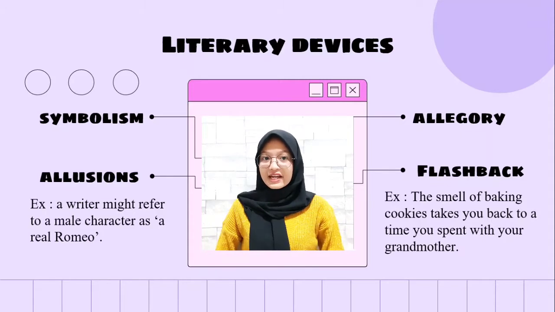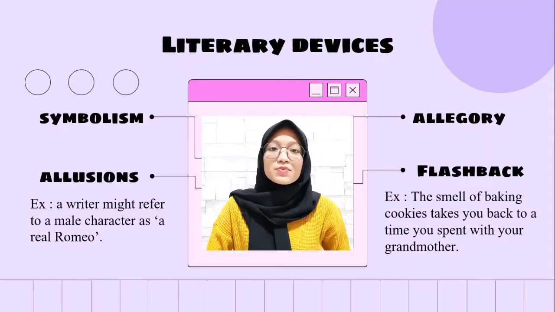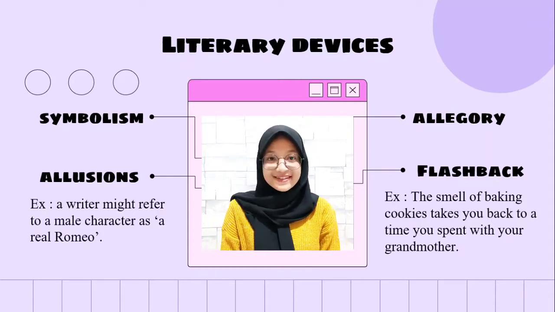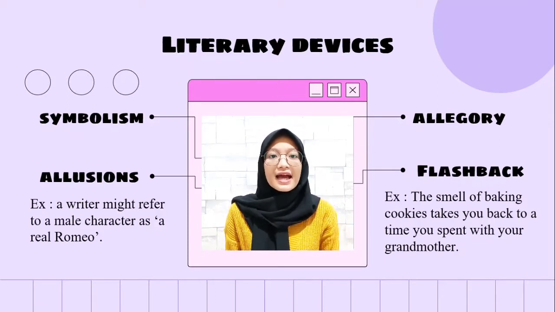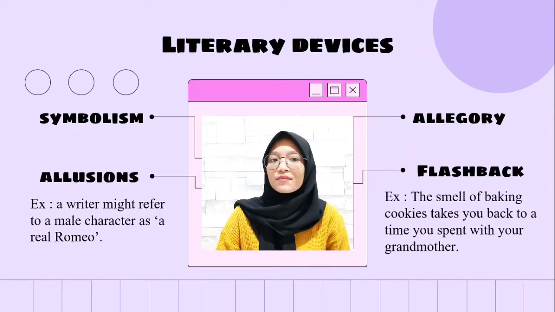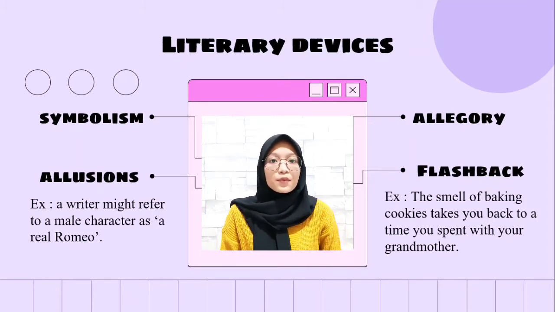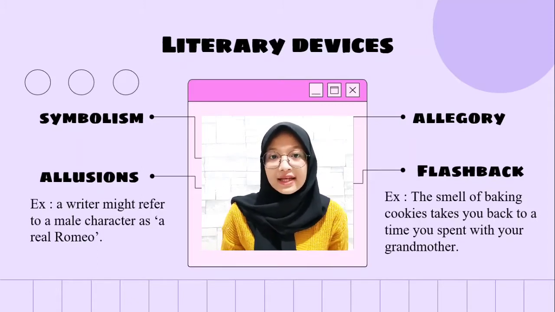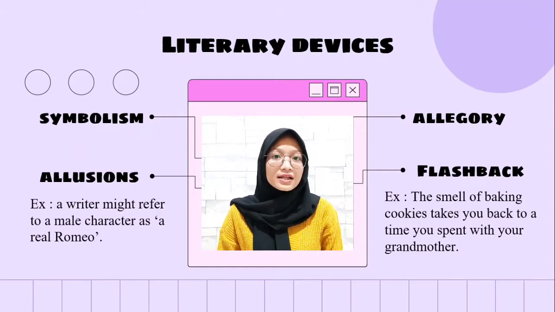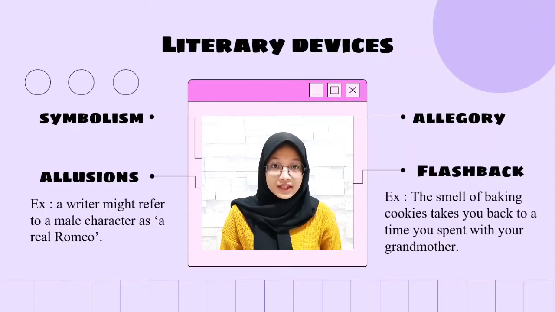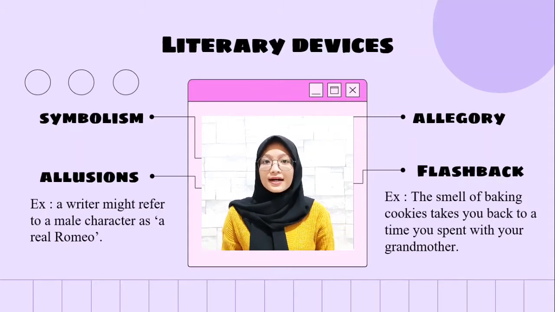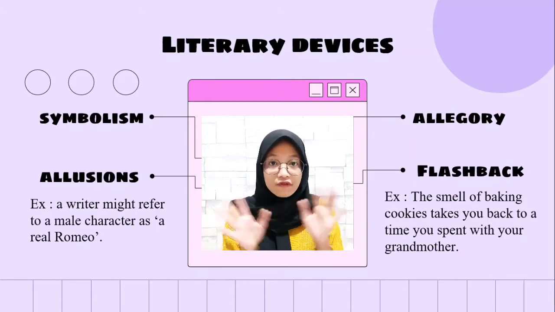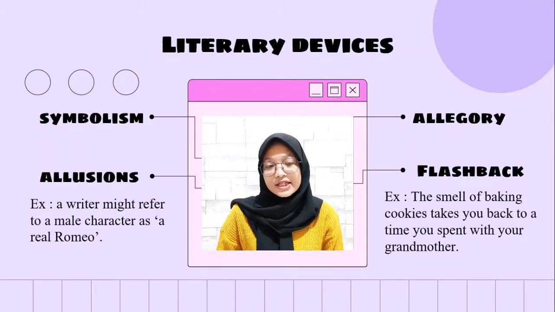Okay, the first literary device is symbolism. Symbolism refers to the use of an object, figure, event, situation, or other idea in a written work to represent something else. Typically, a broader message or deeper meaning that differs from its literal meaning. The second is allegory. Allegory is one of the literary devices that use symbols to reveal a hidden meaning that conveys the overall moral of the story.